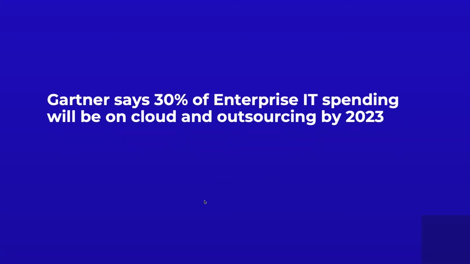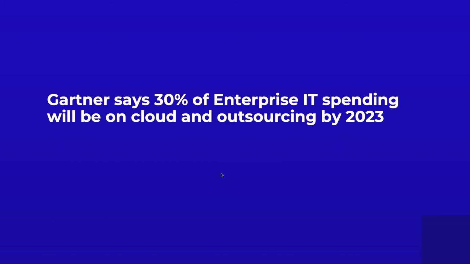I was at a Gartner conference recently where, if you ask Gartner about the cloud, this is what they say. Their estimate is that 30% of enterprise IT spending will be on cloud and outsourcing, so everything external to your business, by 2023. And of course, we hear about the cloud a lot. Really, that is still the major trend, as we see a shift towards more workloads heading to the cloud.